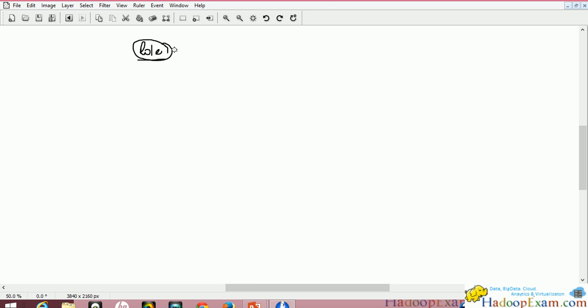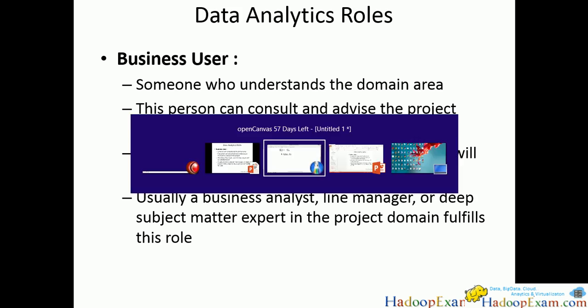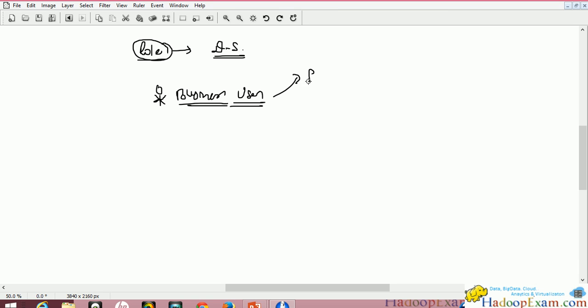So which person is responsible for what in a data science project? As I mentioned, there are various resources involved. Let's talk first about the business user, and the different roles. A business user is someone who understands the domain area. Suppose you are working in finance, then you must understand the equity data and banking data. Finance is a very big domain: banking data, credit card data, customer data, counterparty data. A lot of things come into the picture.